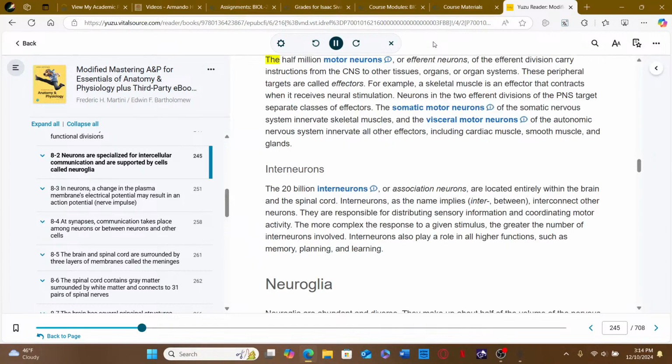Motor neurons. The half-million motor neurons, or efferent neurons, of the efferent division carry instructions from the CNS to other tissues, organs, or organ systems. These peripheral targets are called effectors. For example, a skeletal muscle is an effector that contracts when it receives neural stimulation.